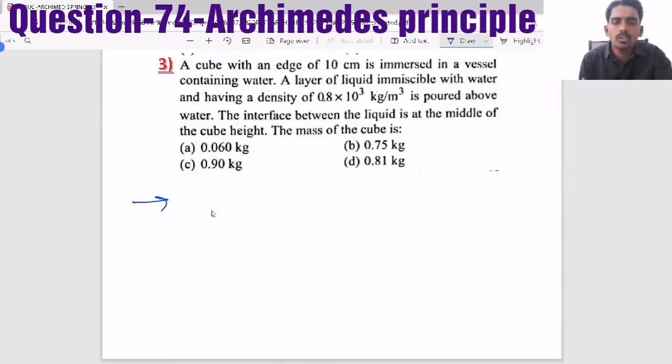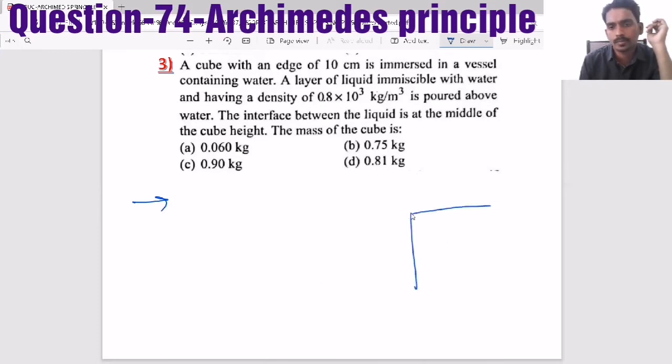Now here, a cube with an edge of 10 centimeter is immersed in a vessel containing water. A layer of liquid immiscible with water and having a given density is poured above the water. The interface between the liquids is at the middle of the cube height. The mass of the cube is?